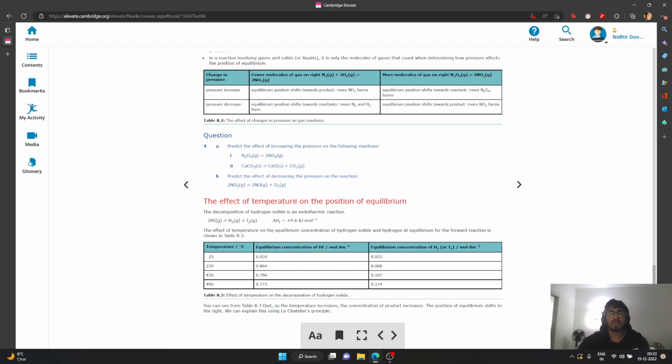And the last thing that we're going to talk about is temperature. The important thing is you want to know whether the reaction is endothermic or exothermic. Endothermic is when you have a positive delta H. Delta H is the heat released in the reaction. If it is positive, that means it is endothermic. If it is negative, then it's exothermic.